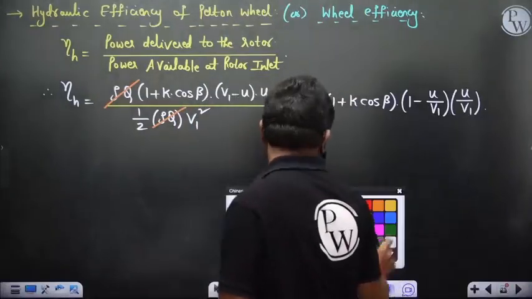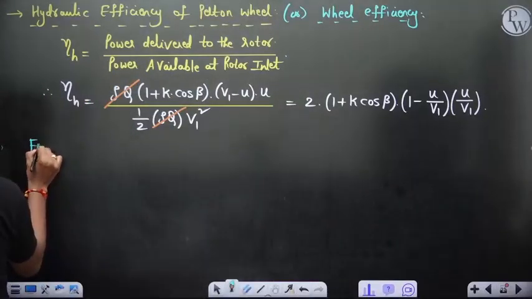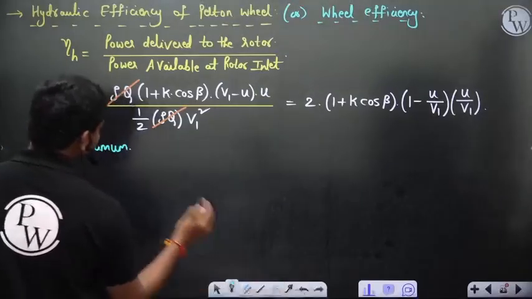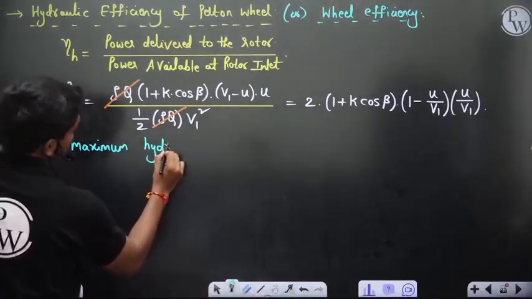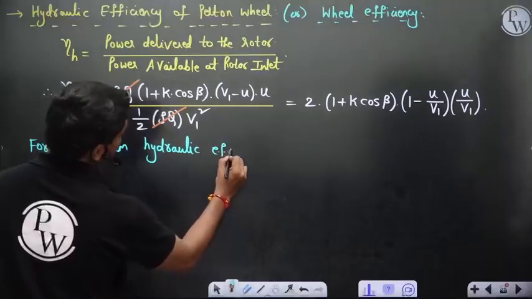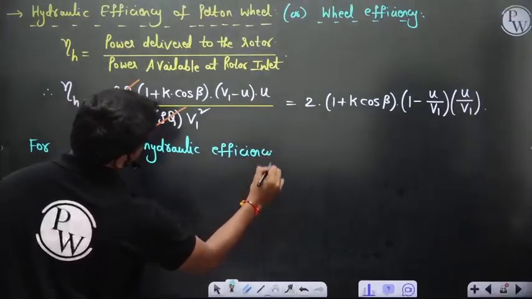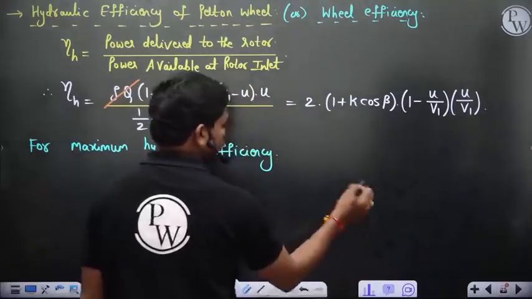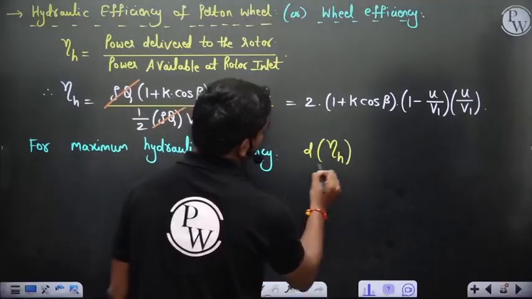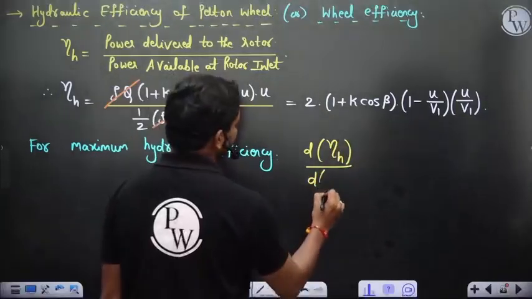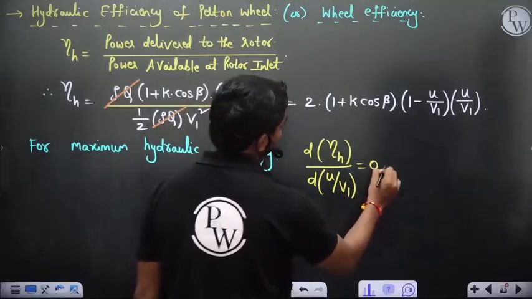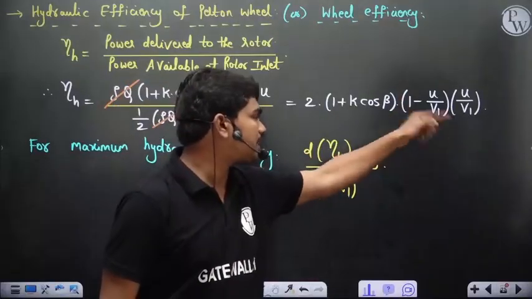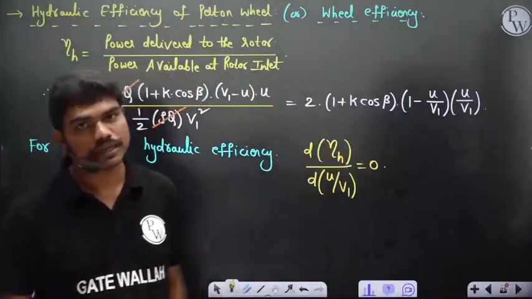Let us calculate. For maximum hydraulic efficiency, ultimately one thing that you should do is, the variable here is u by v1, and the first derivative with respect to it should be equal to 0, correct? So if the machine's hydraulic efficiency has to be maximum, the only variable in this expression is u by v1. So the first derivative with respect to that should be 0, of course.